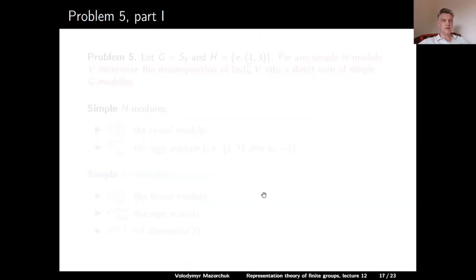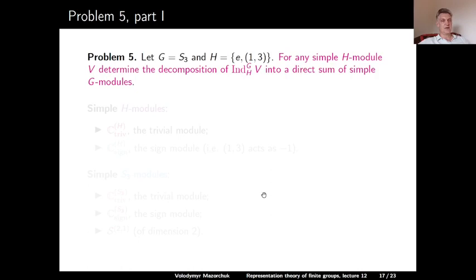Problem 5. Let G be the symmetric group S_3 and H be its subgroup consisting of the identity and the transposition of 1 and 3. For any simple H module V, determine the decomposition of the induced module, induction from H to G of V, into a direct sum of simple G modules.